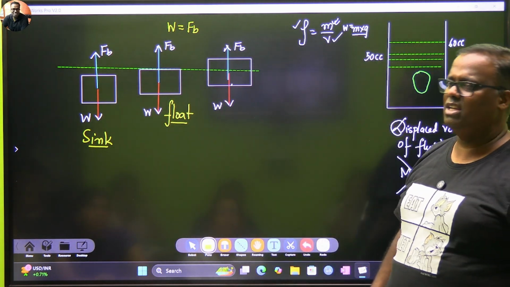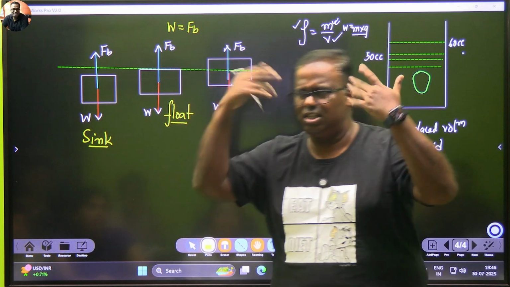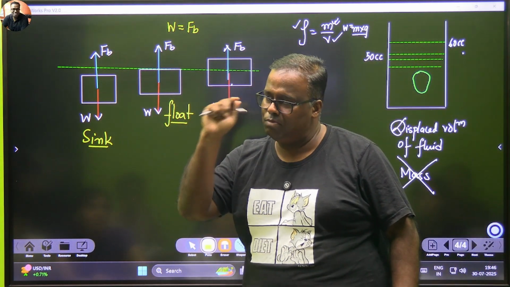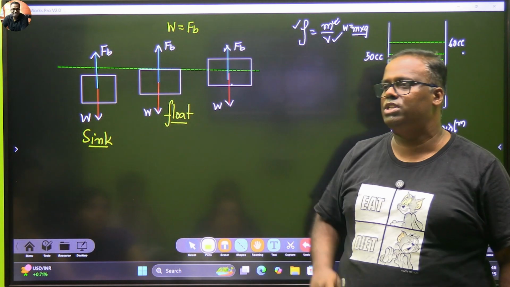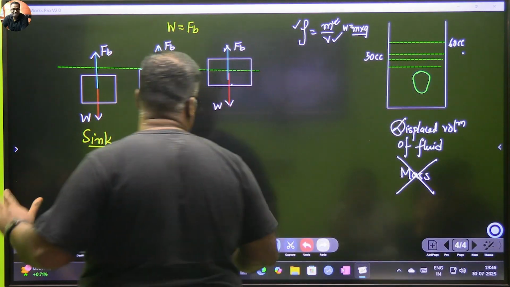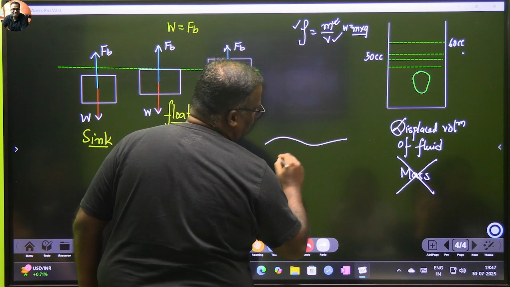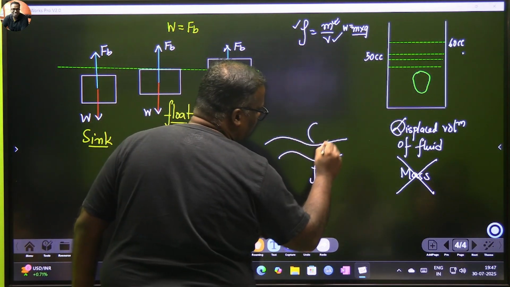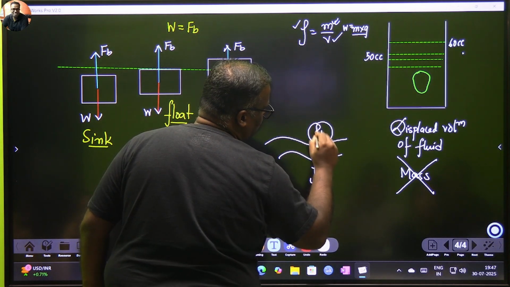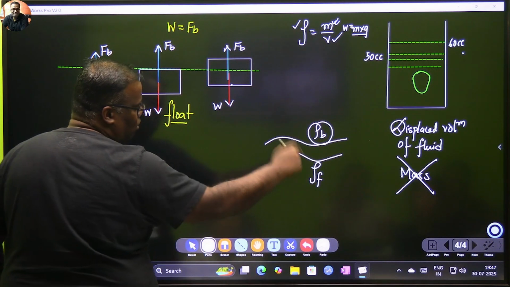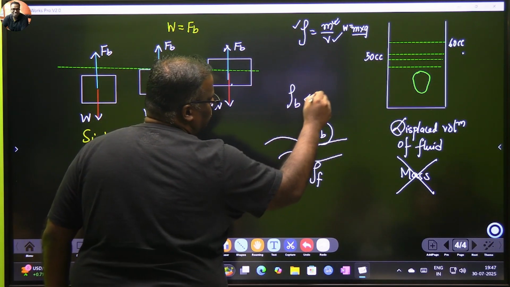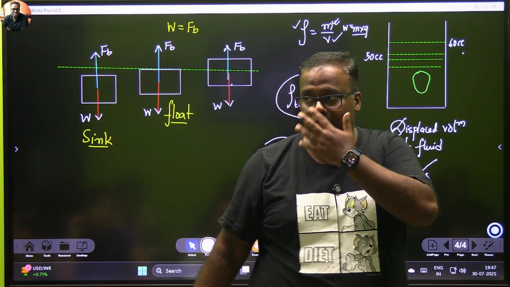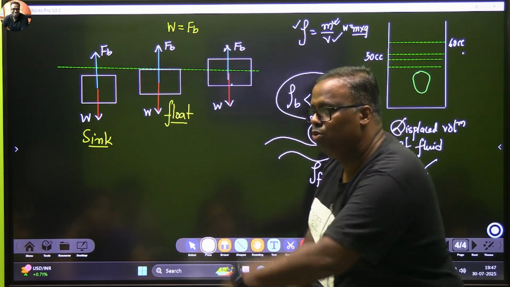Many times we say let's forget about float and sink, let's understand float and sink simply. An object will float on a fluid only when its density is less than that fluid. Let's take that simple example and then we'll derive. Let's say this is a fluid and the density of this fluid is rho f, and you have a body out here. The density of this body is rho b. If you want this to float, then rho b has to be less than rho f. This is a plain simple thing. If the density of a body is more than the fluid, it will sink.